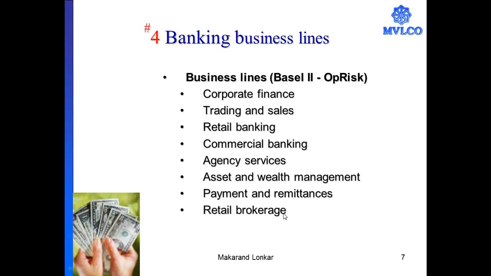The next point is agency services. As we said earlier, the banks will act as an agent. Many banks sell third-party products like insurance products or mutual funds. In that case, a bank is acting like an agent of that mutual fund or that insurance company. Then we'll have asset and wealth management, which is popularly known as private banking, which we discussed a little while ago.